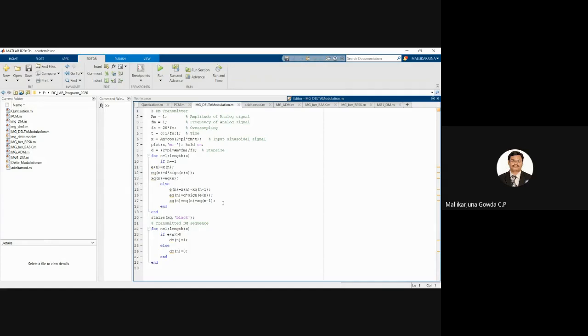Are you seeing the diagram? Delta modulation, xq of n is what? Input to the prediction filter, that is the delay element. That is equal to what we have taken? EQ of n, right? That is the output of the quantizer. Then another input is what? Delayed version of the prediction filter output, right? That is xq of n minus 1. That is what is written here. I hope this equation is clear.